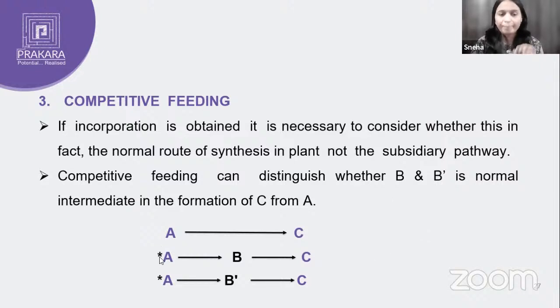In the precursor, that is in A, we add the radio label compound. Then we will see the activity of C. If the radio label compound does not enter, we will not get activity. If the radio label compound enters into the pathway, we will get the radioactivity. Based on that, we can see through which competition we are getting the final product. That is competitive feeding.